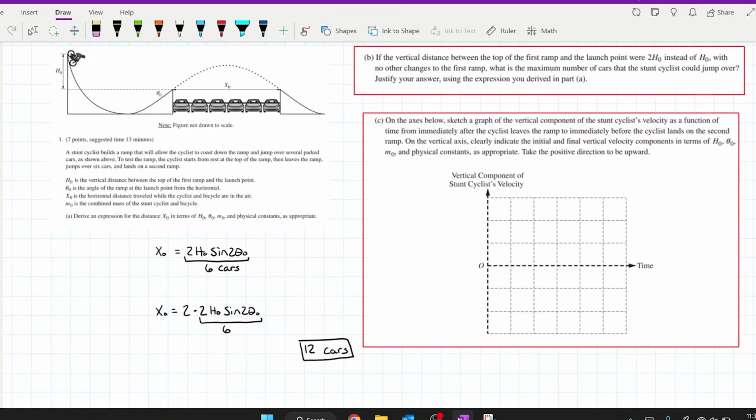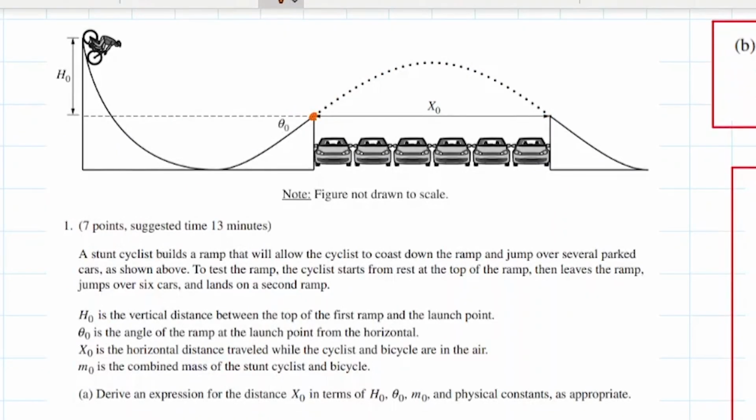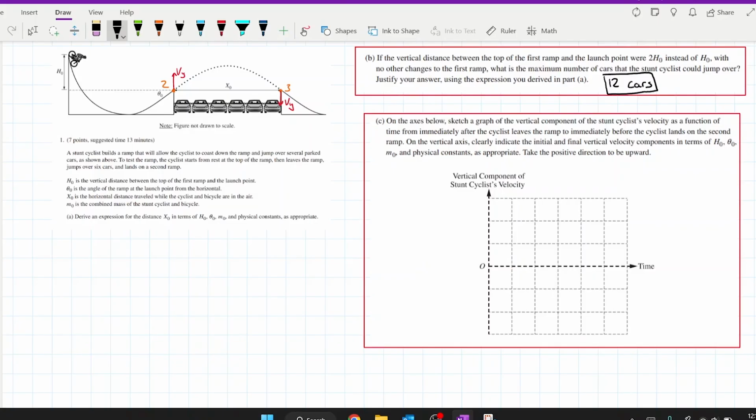Finally, let's take a look at part C, where we're asked to plot the cyclist's vertical velocity as a function of time while in the air over the cars. We discussed in part A that at point 2, Vy is going upwards and Vy at point 3 is equal in magnitude, but now pointing down. We also came up with this expression for Vy, which if you don't remember how we found, I recommend you rewatch the video on part A.